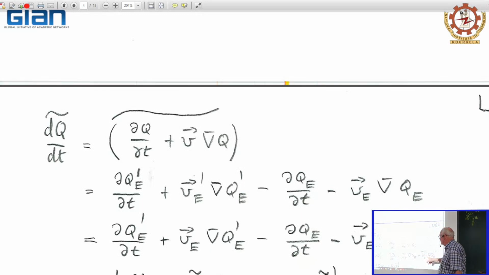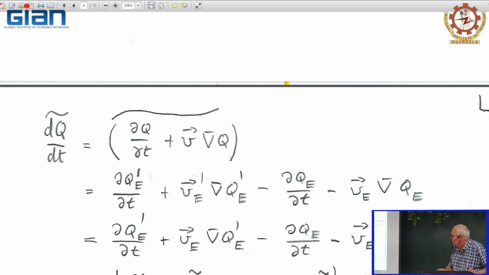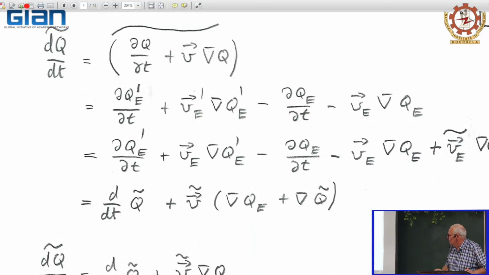The Eulerian velocity perturbation is VE dash minus VE. So we end up with VE tilde here, and otherwise it remains the same. So dQE dash by dt plus VE gradient QE dash, this remains the same, and by applying the definition of the Eulerian velocity perturbation, we get this additional term here. Now we compare the two. Let's do it first the other way.